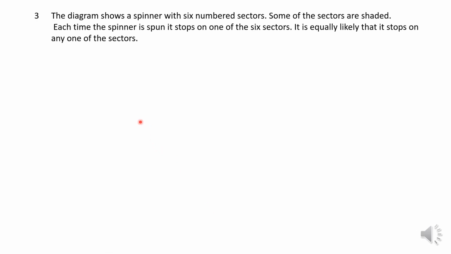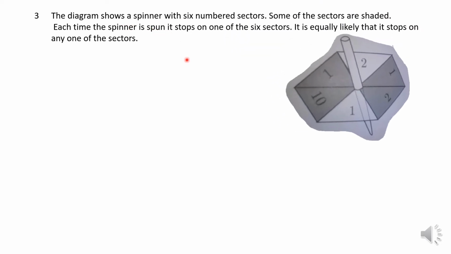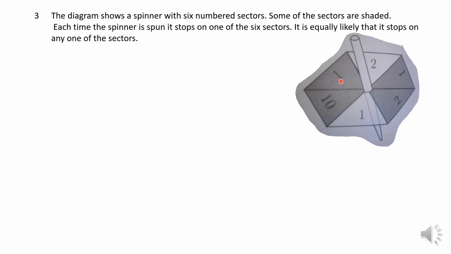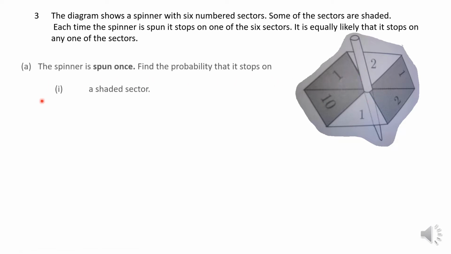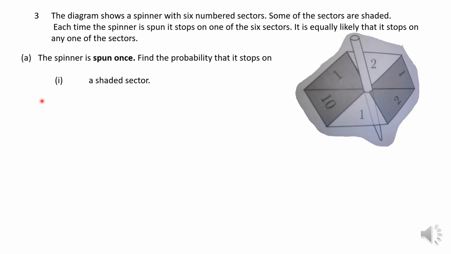Question 3. The diagram shows a spinner of 6 numbered sectors. Some of the sectors are shaded. Each time the spinner is spun, it stops on one of the 6 sectors. As you can see here, it is equally likely that it stops on any one of the sectors. First question. The spinner is spun once. Find the probability that it stops on a shaded sector.